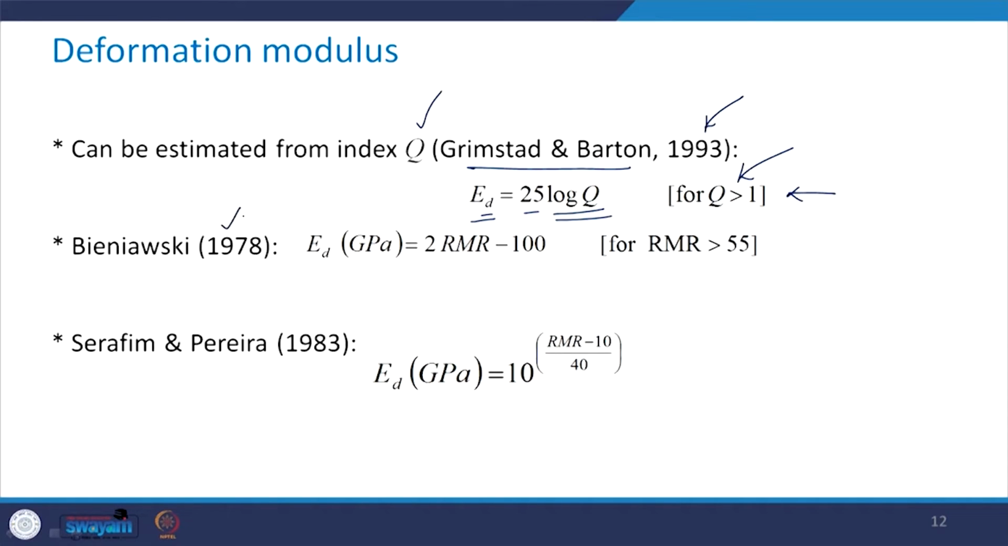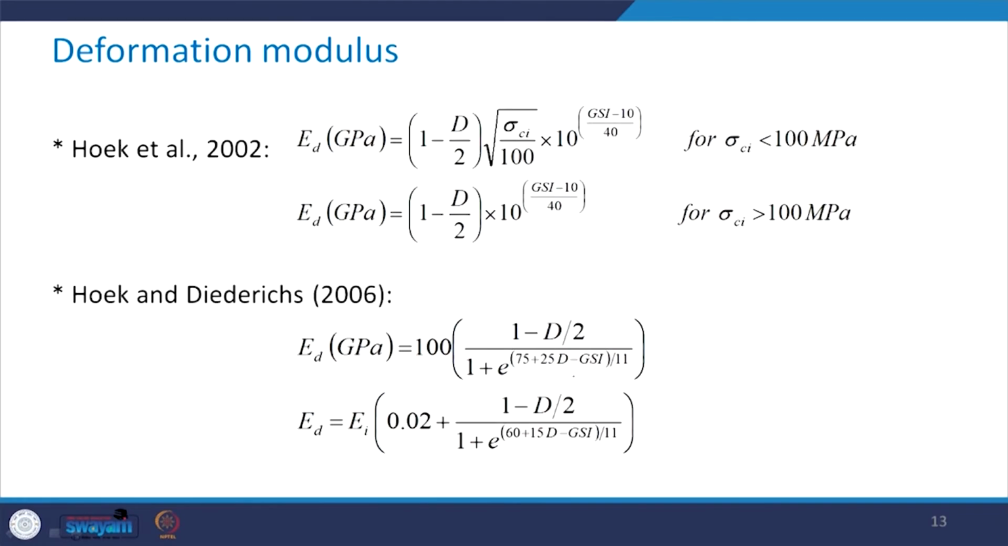The next one was given by Bieniawski in 1978, that is deformation modulus in gigapascal is equal to 2 RMR minus 100, and this is applicable when you have RMR greater than 55. Then this expression you are aware of, that is ED in gigapascal is equal to 10 to the power RMR minus 10 upon 40. This we have discussed earlier as well. Then there are a few other correlations which are available. So, as per Hoek et al.